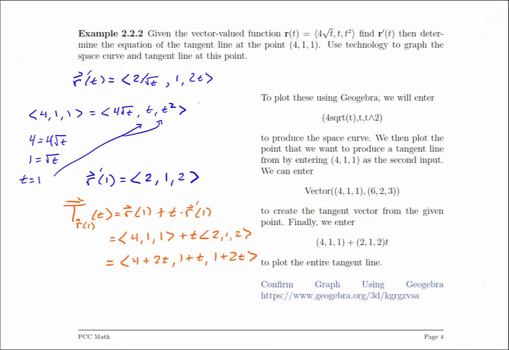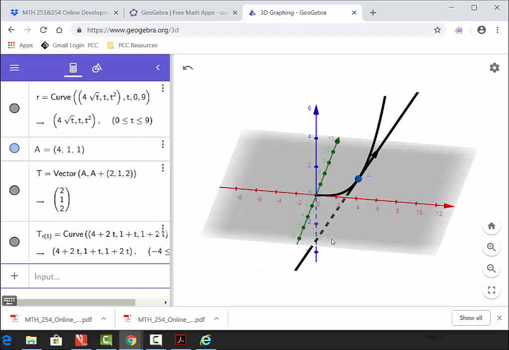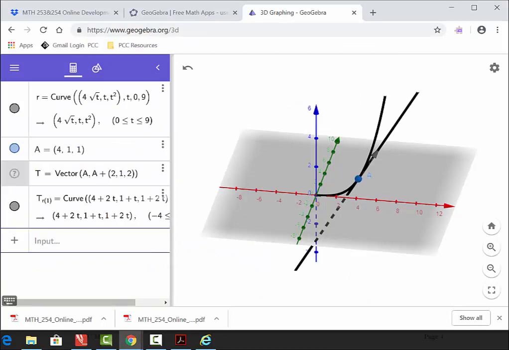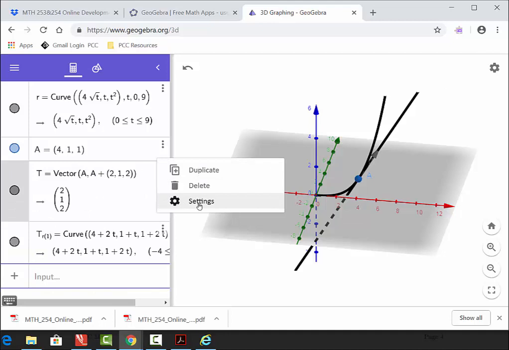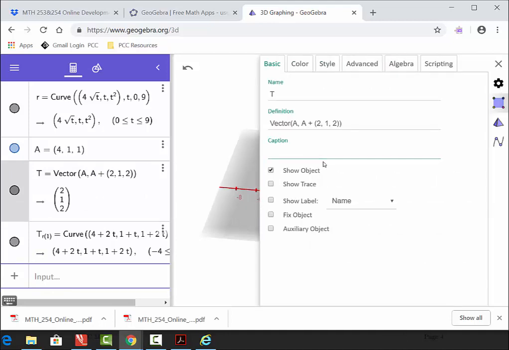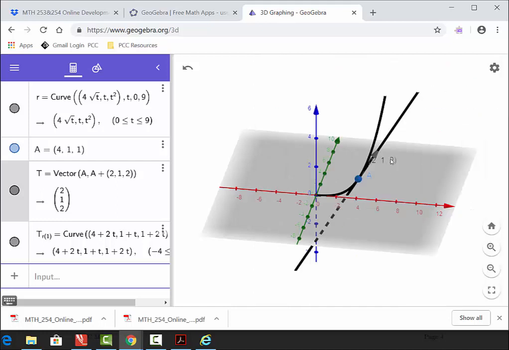So use technology to graph the space curve and tangent line at this point. As long as I am talking about this, let's just note that we can label everything in different ways. If I click on this, we can go to settings, and we are able to put in a caption if we want. We can show a label, decide if we just want to give it its name, which would show a t, or name and value, or the value is just going to show the vector. I'm going to just plug that in there, so I see that that's giving us that vector.